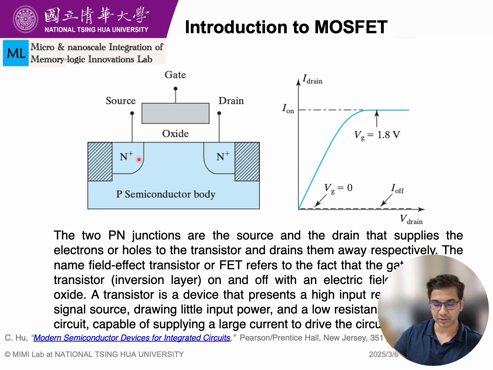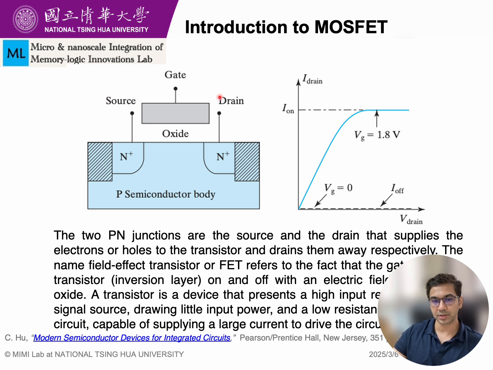So who is supplying the electrons? These n plus regions. And when the channel is inverted, we create something like a wire or connection between these two heavily doped n plus regions. Now what creates this region? That is the main phenomenon which has driven the name. FET means field effect transistor. And what is the reason behind this name?